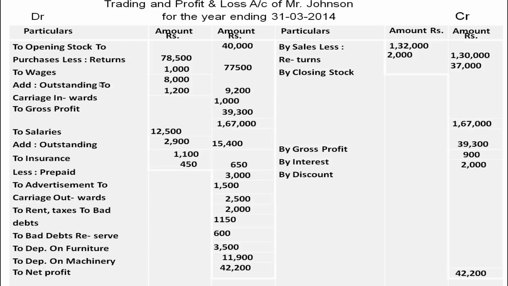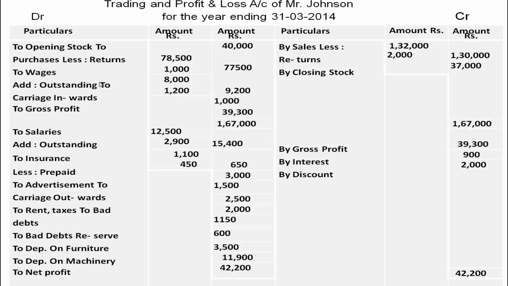Now we have to go to the credit side, and the first thing we have to write here is sales. So the sales is 1,32,000 as the trial balance shows, and we have to reduce the sales return amount, which is also given in the trial balance. The sales return is 2,000, so the final sales is 1,30,000.